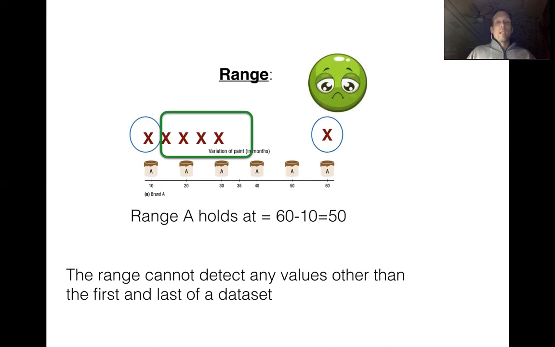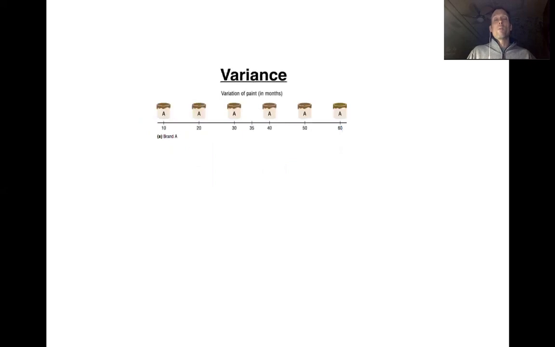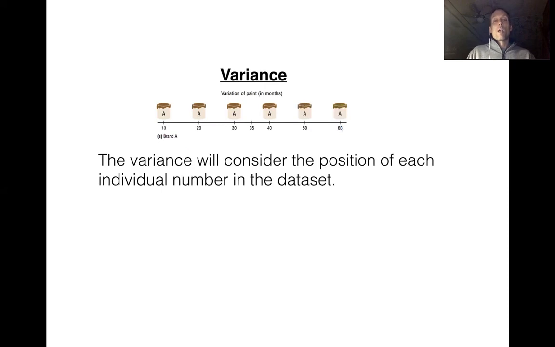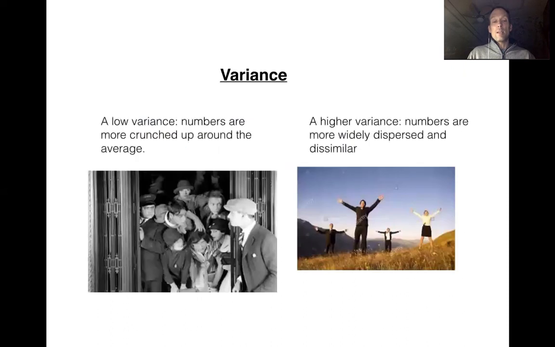And because of that, we have a need for something that's going to be much more sensitive. We need some kind of calculation that's going to take into effect the position of every single number in the data set and not neglect anything. So what we could say is the range is the least sensitive measure of dispersion. Now, how do we overcome all this? Well, we have to do better, obviously, so what's better? And the answer is going to be variance. What variance is going to do is consider the position of every single number in the data set. It's going to take everything into account. And what it's going to try to do is measure the average distance between each observation and the mean.